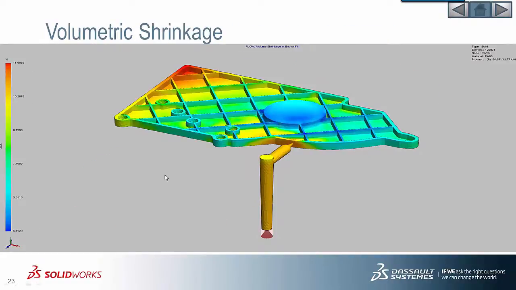We get great outputs like shrinkage. At the end of the day, what we really want to see is warp, and warp is a result of non-uniform shrinkage. We know shrinkage is going to exist, but if we can see what it's going to look like beforehand, we can make more intelligent decisions about our part design as well as our mold.